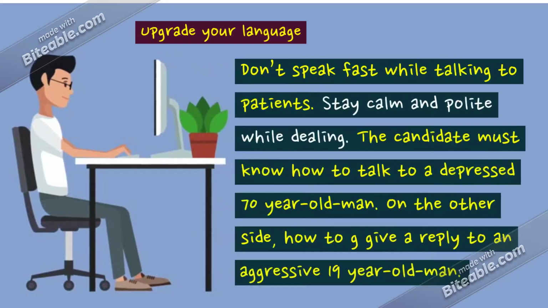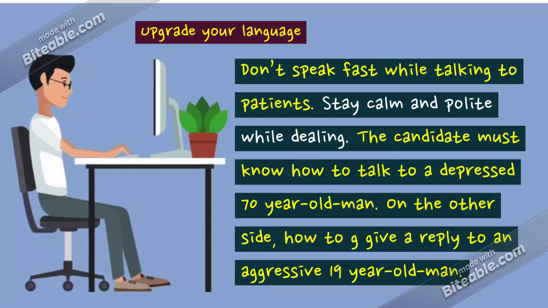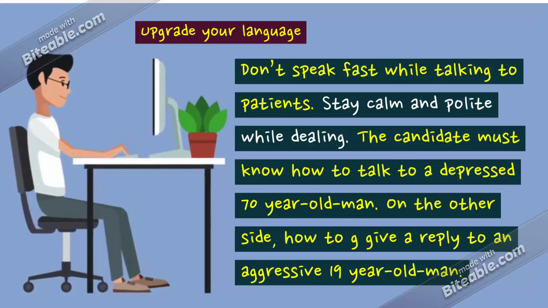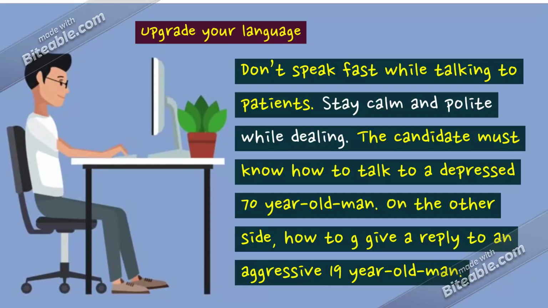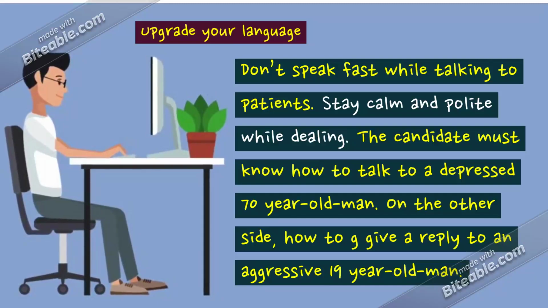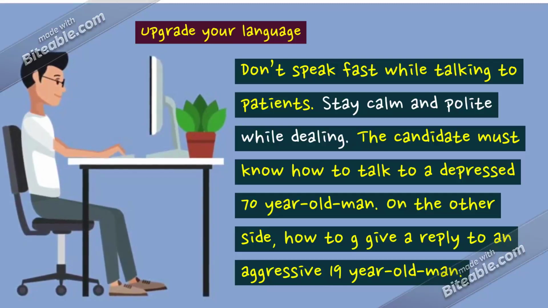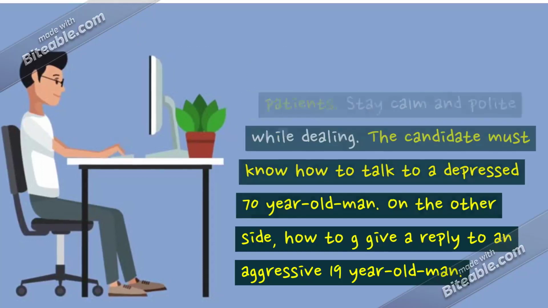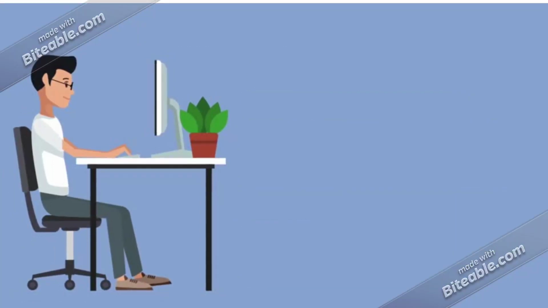Next one is upgrade your language. Don't speak fast while talking to the patients. Stay calm and polite when dealing with them. The candidate must know how to talk to a depressed 70-year-old man, or, on the other side, how to reply to an aggressive 19-year-old man. It should not be the same. So always, the core component of OET speaking is that you should be polite in all ways.